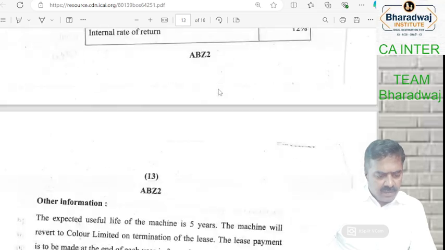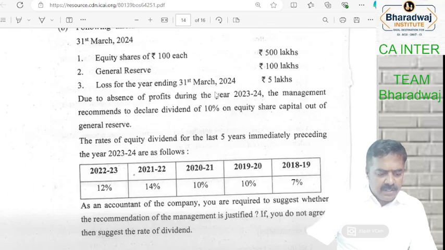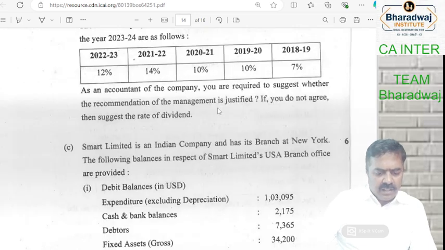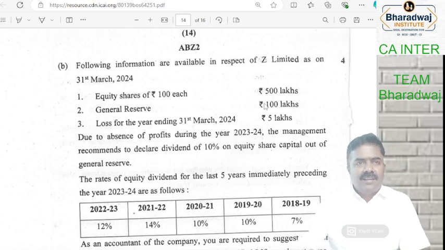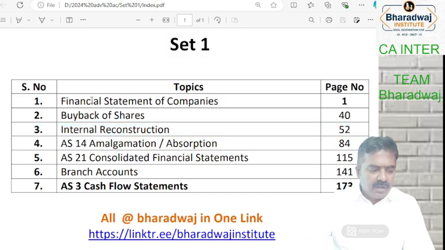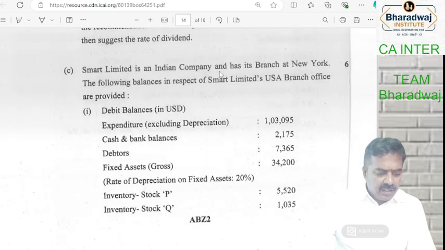Then they have given accounting for leases, basic EPS, diluted EPS. Then this is about rate of dividend. This is part of final accounts: how much dividend the company can declare. That is part of financial statements of companies.